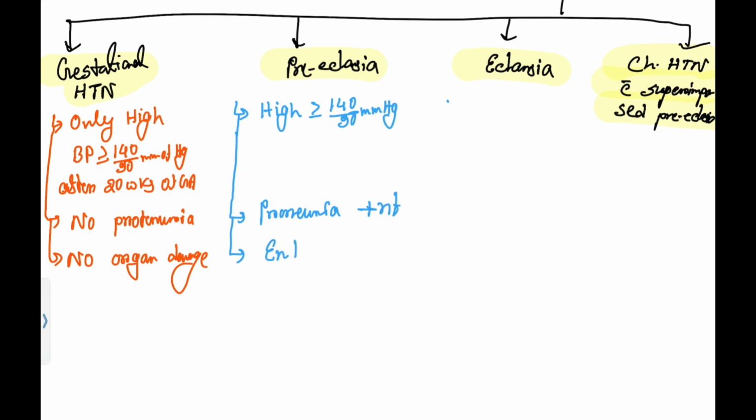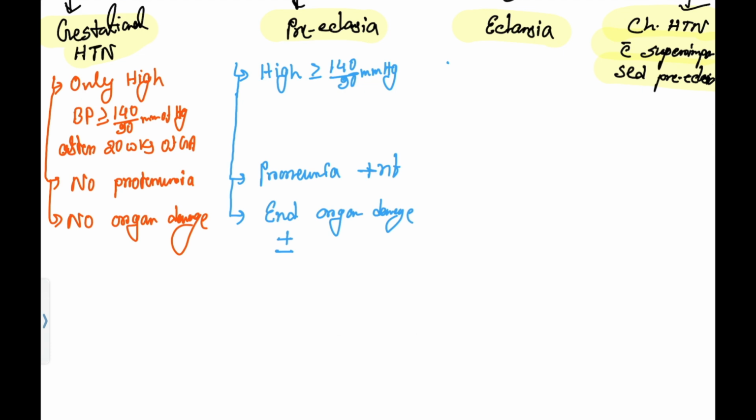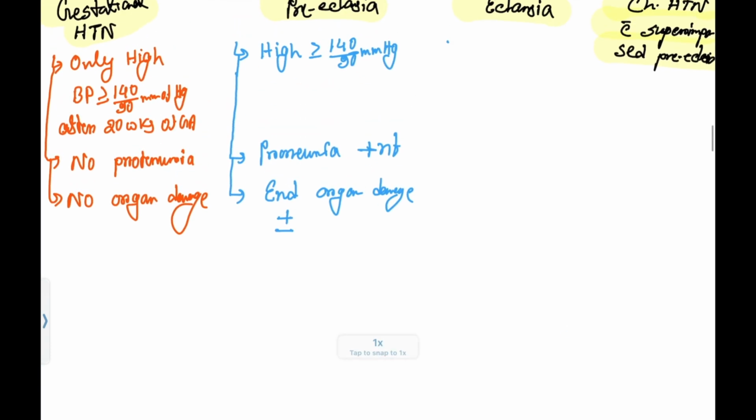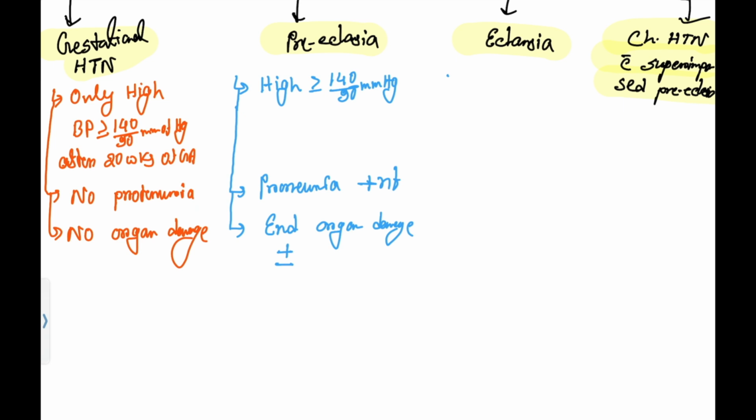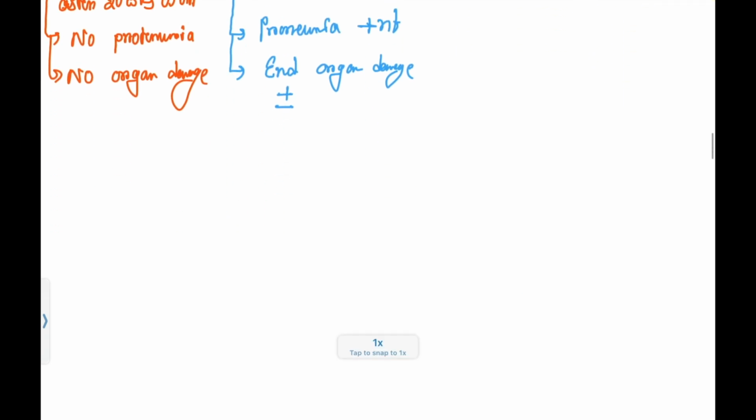So, end organ damage plus or minus. Okay, it can be present or it may not be present. If proteinuria is present, how much protein will you get from the urine test? Now just remember this: end organ damage present or absent, depending on that, preeclampsia will be further classified. That I will come to later. Now coming to proteinuria.